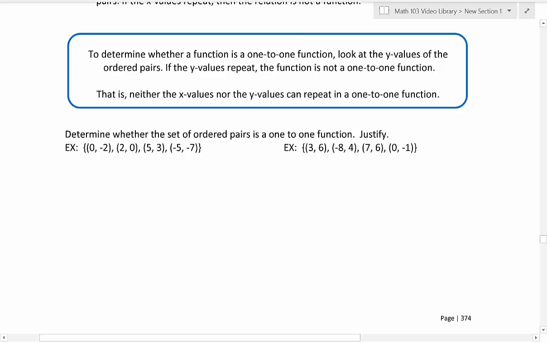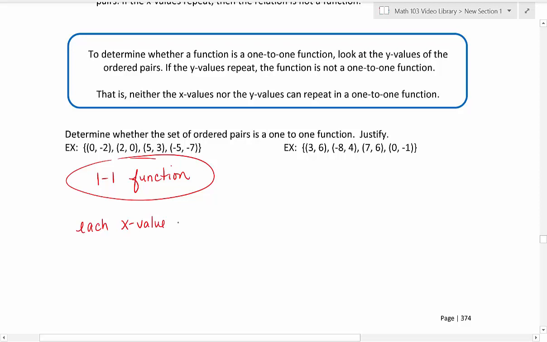Our first set of ordered pairs, if you look through, we see that neither the x value nor the y value repeats. So this first set of ordered pairs is a one-to-one function. And our justification is that each x value is paired with a unique y value.